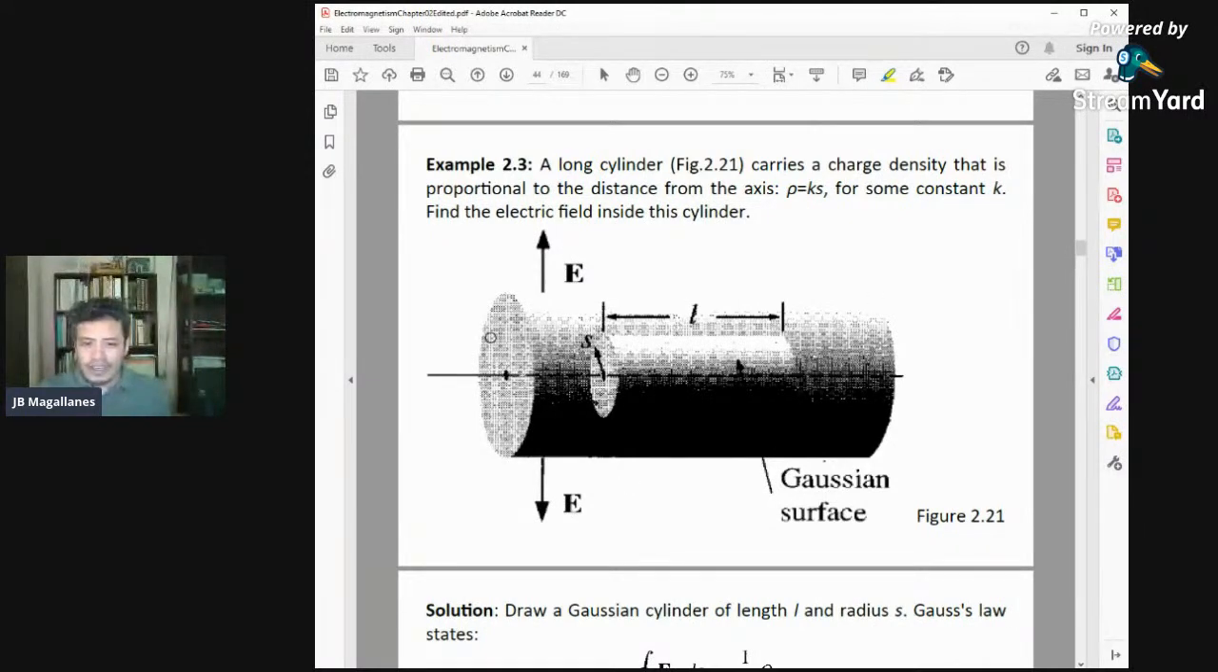A very long cylinder, this one here, this one is a cylinder. A long cylinder carries a charge density that is proportional to the distance from the axis. And there is a charge distribution in that cylinder. The rho is Ks, where k is a constant, and s is the distance from the axis to the point. So here, s is always measured from the axis. The question is, find the electric field inside this cylinder. So in this case, you're going to find a field inside the cylinder, and therefore you have to draw a Gaussian surface that is inside the cylinder here.